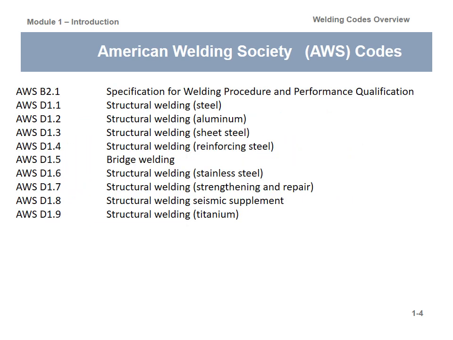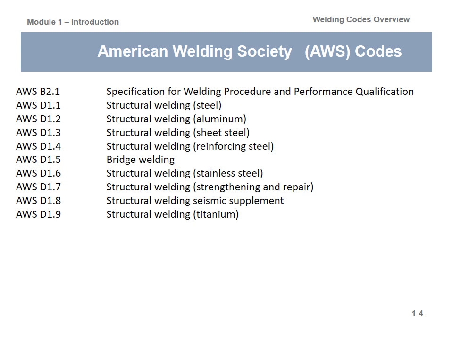This is a list of some of the publications that are put out by the American Welding Society. These are welding codes, or the first one's B2.1. It's the specification for welding procedure and performance qualification. I'll get into it later on a different YouTube rant. D1.1 is probably one of the most popular structural steel welding codes on the planet. D1.2 is structural welding aluminum. D1.3 is structural welding sheet steel.